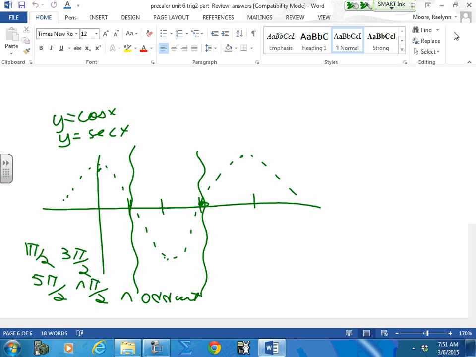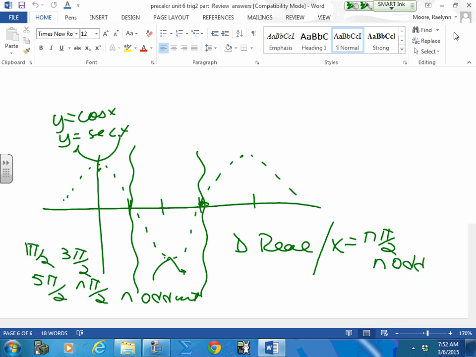You can find these yourself. The range is the exact same. And again, they come off the corners here, the edges. Okay, so your domain is going to have to say real except x equals n pi over 2, where n is an odd integer. And your range would be the same as your cosecant curve.